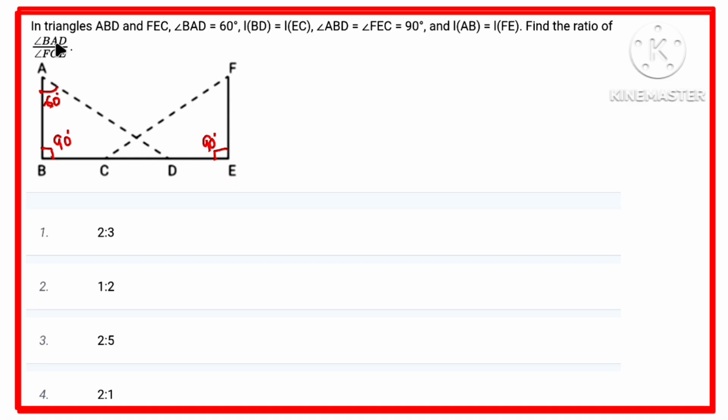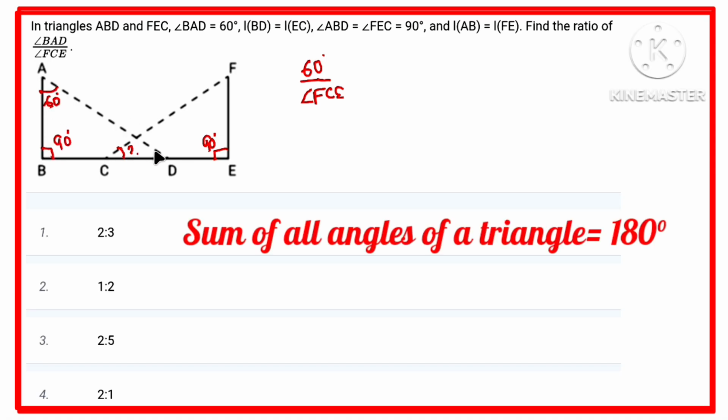Find the ratio of BAD, this one, that is already given 60 degree, divided by FCE. Angle FCE means this particular angle. You need to find out which is not given, that is angle FCE. So let us see how we can find it out. We know sum of all angles of a triangle is equal to 180 degree. So from 180 degree, if we subtract this one and this one, we will get this angle as 30 degree. So this will be 30 degree.